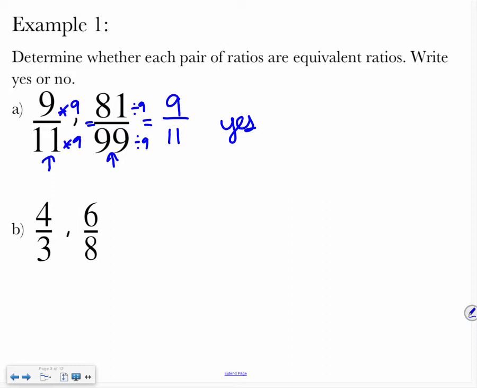Alright, 4/3 and 6/8. Is there any way that these two are equivalent? Because if we look, 4 going to 6, or 3 going to 8, 3 doesn't really go to 8. So I'm going to go ahead and say, no, these are not equivalent. And one way to check, you could always reduce this. 2 goes into both of these numbers. 2 goes into 6 3 times. And 2 goes into 8 4 times. So you're left with 3/4, which is not equal to 4/3. Okay?